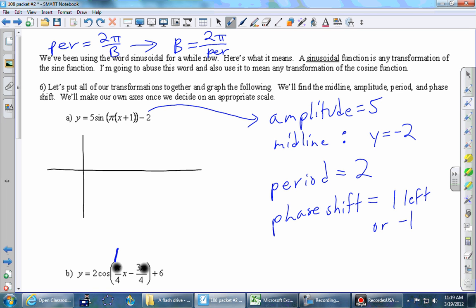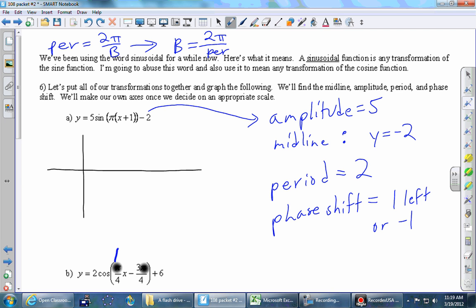Is it really 1? Or do we have to do something funny? It's already factored. So we don't have to do anything funny. If it's already factored, you can see the pi in the front, and then there's just an x plus. Then that +1 is really a pure left 1 movement, as opposed to part B where it's not factored. So that's what we're going to do first in part B.